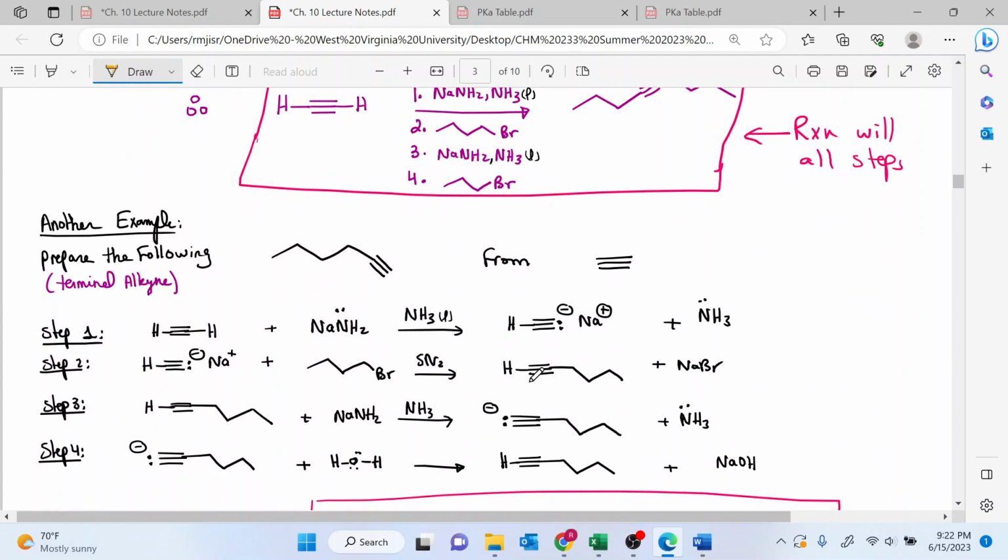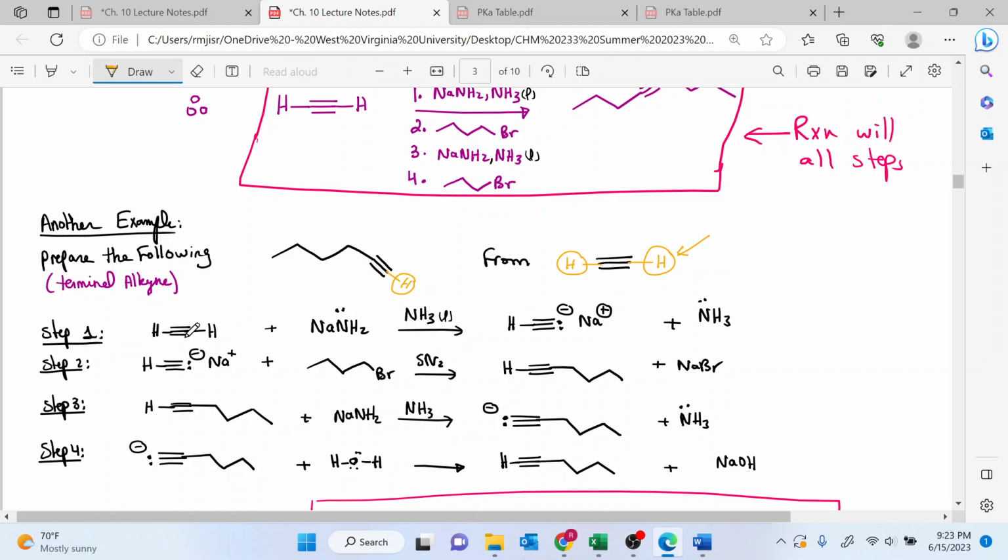Let's have another example here. Here I am starting with an acetylene, and I am only alkylating one side of the acetylene. This means that the other side here, it's still an acidic hydrogen. So this side here is an acidic hydrogen. I'm just going to go ahead and keep it.